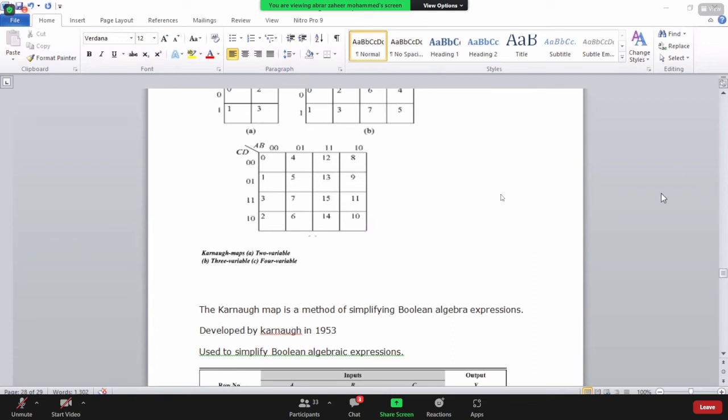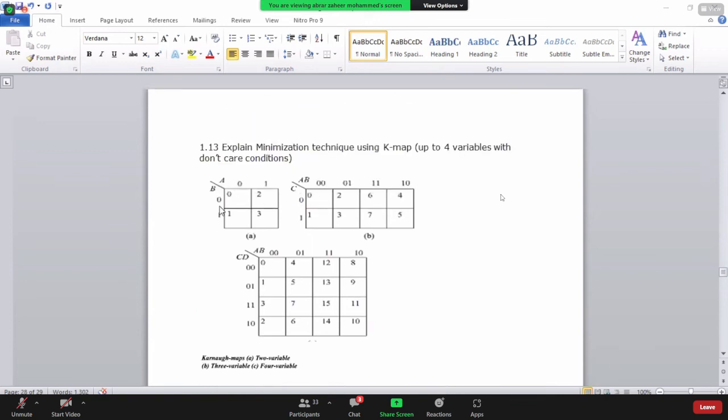Here you can see this is a 2 variable K-map, this is a 3 variable, and this is a 4 variable K-map. In the 2 variable K-map, A and B are the 2 inputs. A can be either 0 or 1, and B can be either 0 or 1. So for 2-bit input, we have 4 combinations: 0 0, 0 1, 1 0, and 1 1.